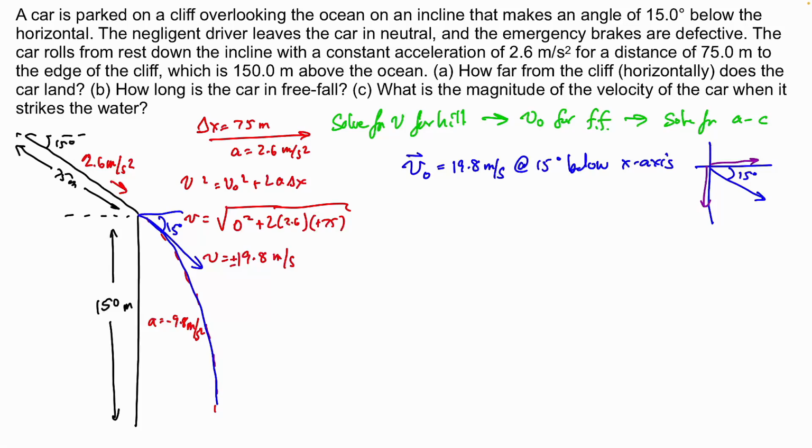X component, sine or cosine? Cosine. It's touching the angle. So V naught x is going to be 19.8 cosine 15 degrees. And is that a positive or negative thing? Is the x direction pointing in the positive or negative direction? Positive. And then V naught y is going to be 19.8 sine 15 degrees because it's not touching. And is that positive or negative? That one is negative.